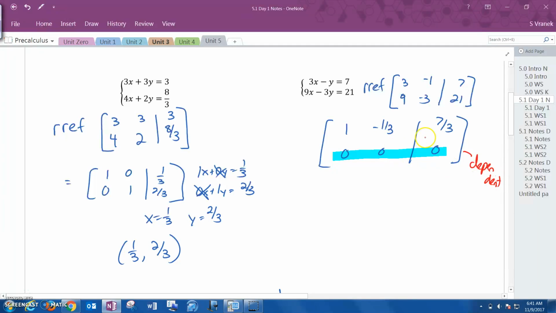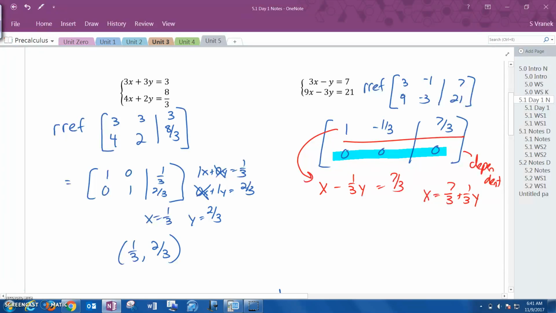And what is it dependent on? It's dependent on y. So here's what we have: x minus 1/3 y equals 7/3. So all we want to do is solve for x in terms of y. By the way, this is this equation right here: 1x minus 1/3 y equals 7/3. So now what I can do is say, well, x equals 7/3 plus 1/3 y.